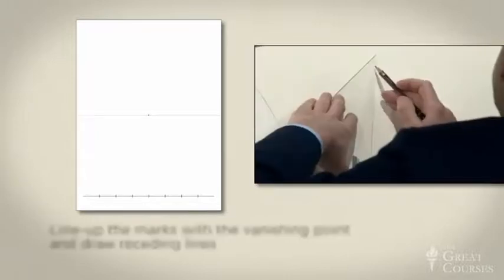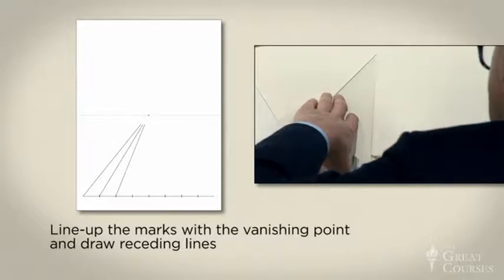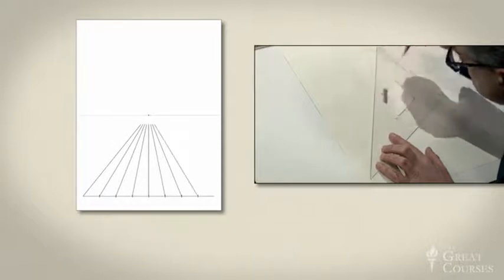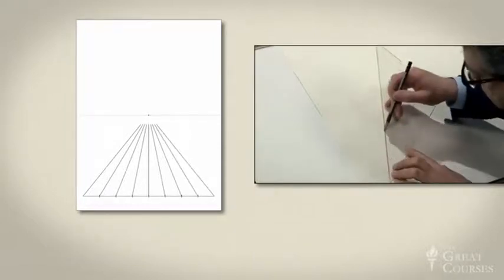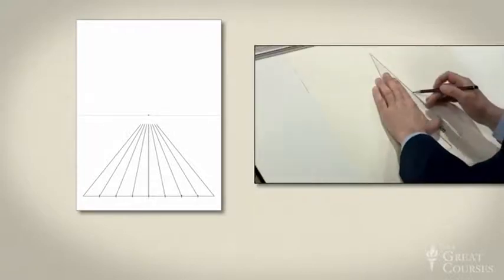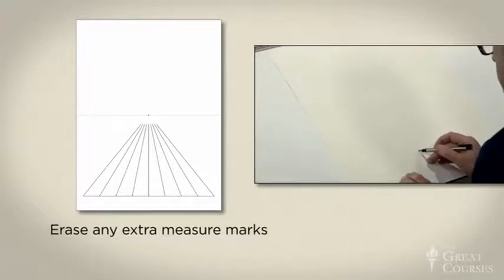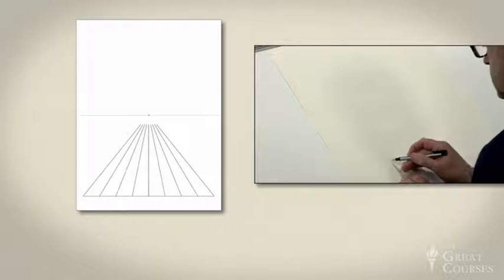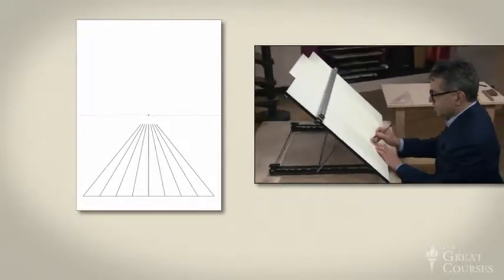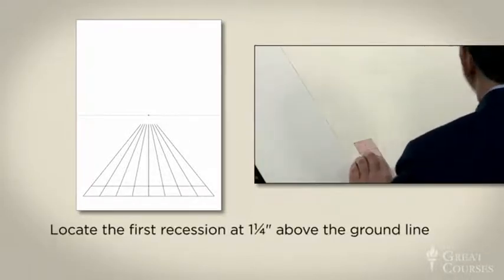Now, we'll line up these marks with the vanishing point and draw receding lines. As we did before, change pressure, meaning line weight, with spatial depth. This will lend a sense of atmospheric perspective to the lines and aid in the illusion of depth. Remember, don't touch that vanishing point, keep it pristine. You can erase any extra measure marks you have at the 2-inch intervals on the ground line, and we're ready to set the first horizontal recession in our grid. We have a middish horizon, so we'll locate the first recession at 1 1/4 inches above the ground line.